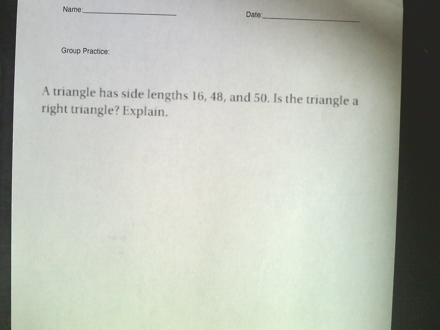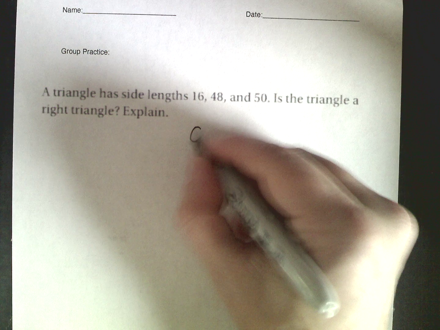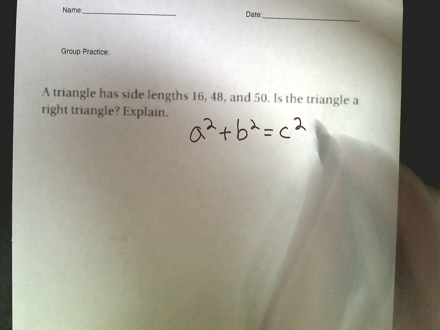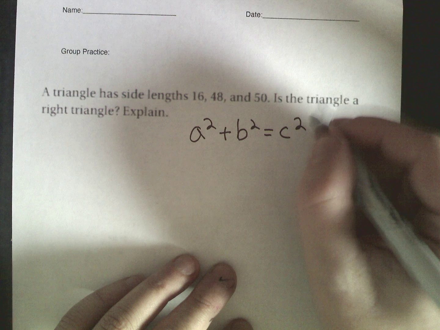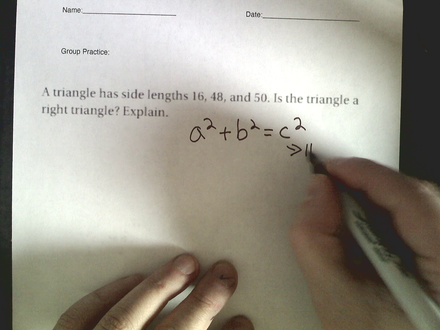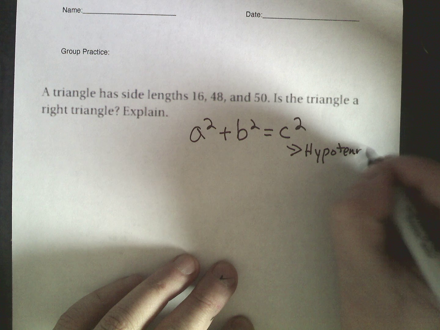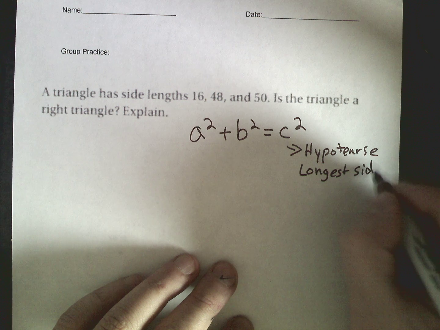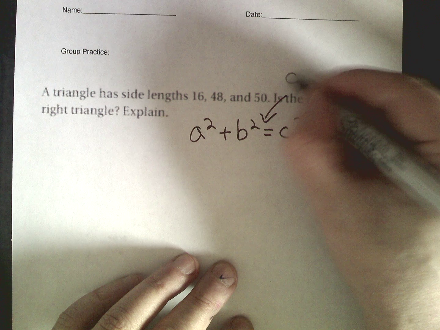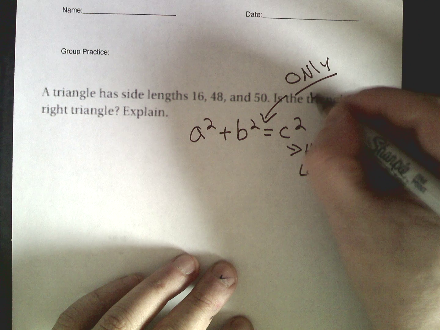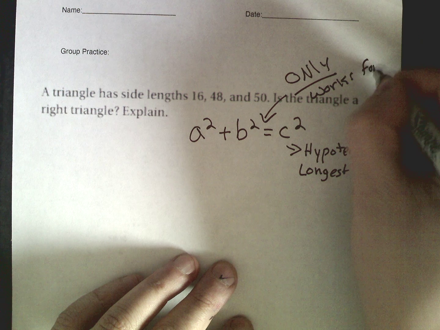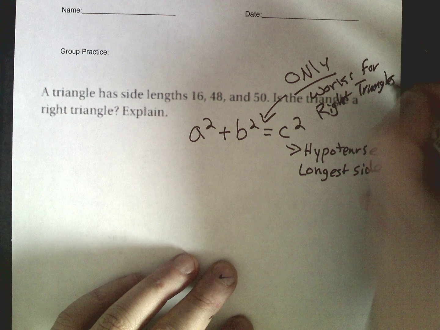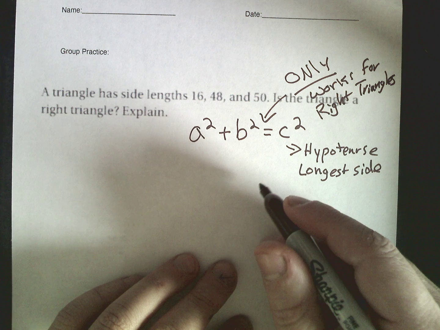And we're still studying Pythagorean's theorem, which, if you remember, was a squared plus b squared is equal to c squared. Okay, now two of the things is, number one, c is always the hypotenuse, which is always the longest side of a right triangle. And another thing is, this only works for right triangles. So, in order for this equation to be true, I have to be working with a right triangle.